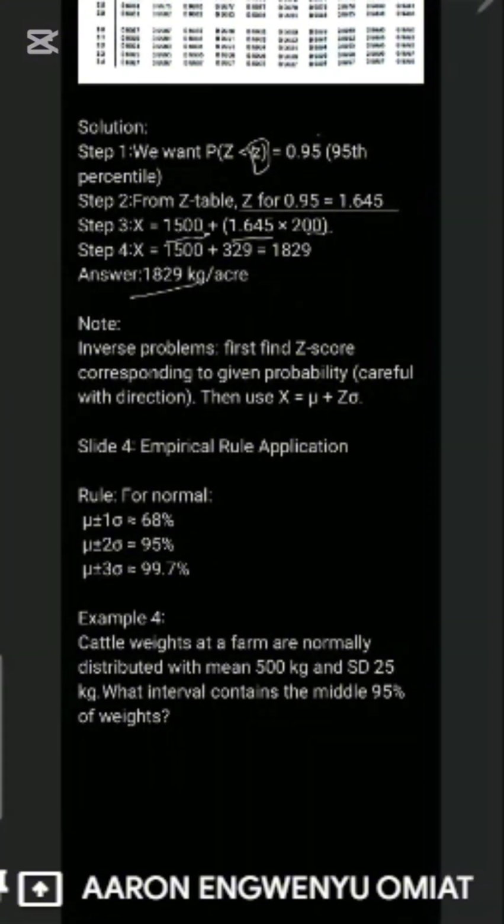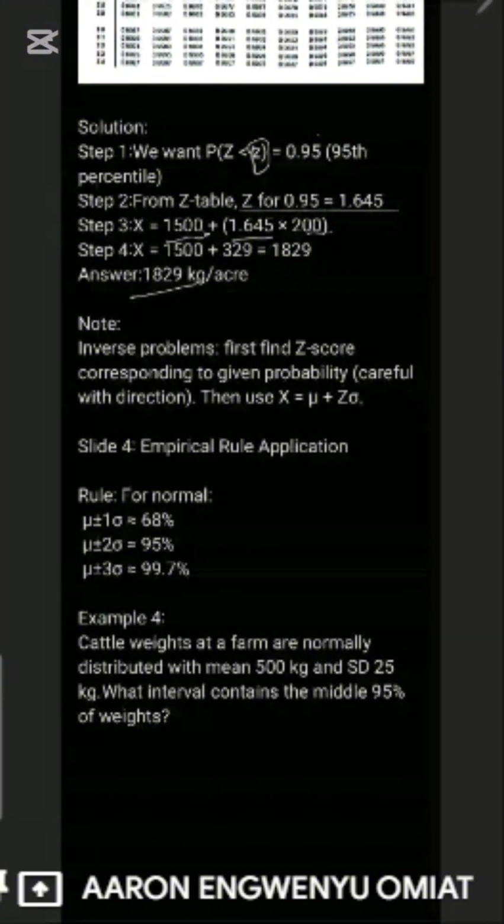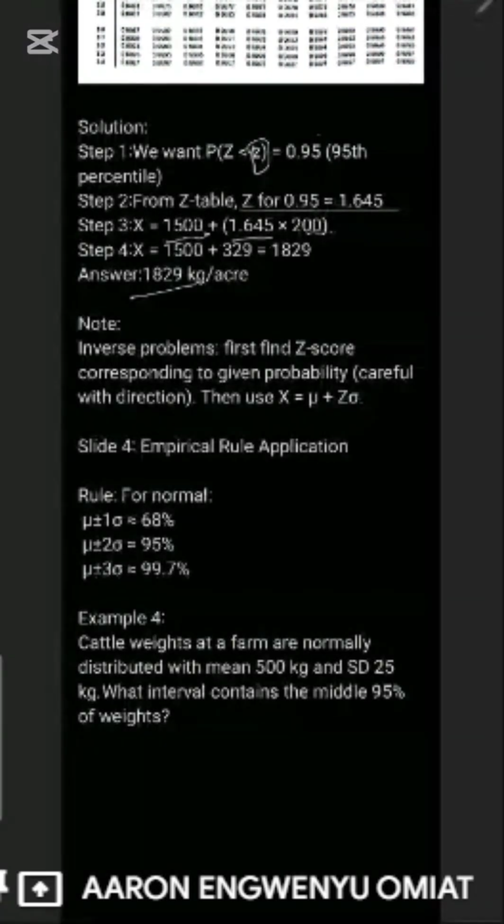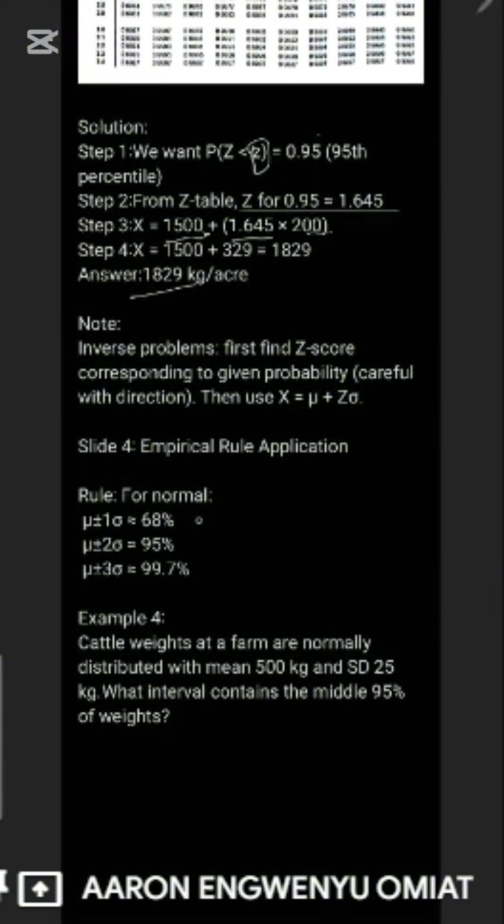Okay. Next, we shall look at our empirical rule application, where one standard deviation from the mean, which is mean plus or minus one standard deviation, covers about 68%.